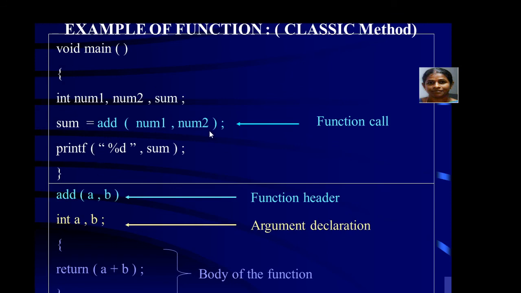Once a function call is invoked, the control is transferred from the calling function to the called function. All statements are executed until a return statement is encountered. The control is once again transferred back from the called function to the calling function.